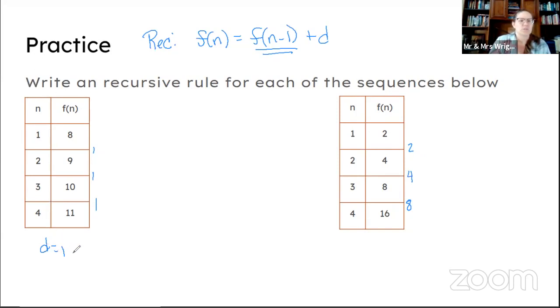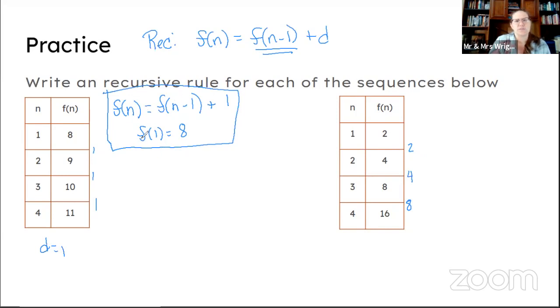D equals 1. Okay, so we've got f of n is going to be the previous term, f of n minus 1 plus the difference of 1. And then we need to say f of 1. We need to give a term. Remember, recursive formula is not complete unless you give a term with it. So this would be your recursive formula.